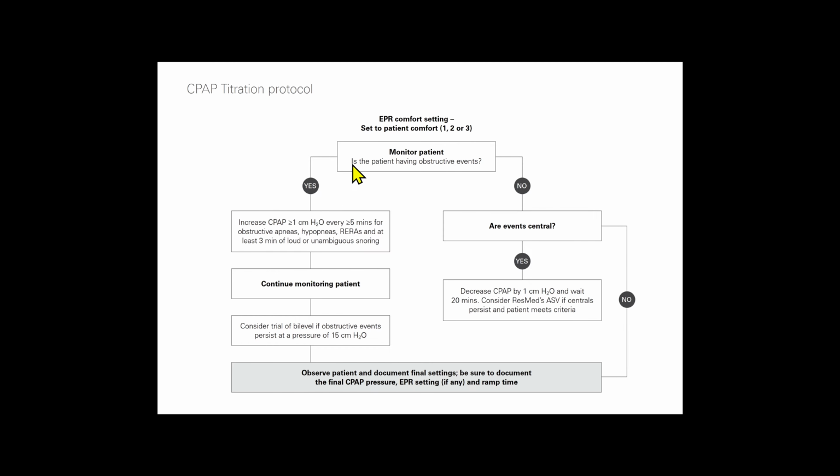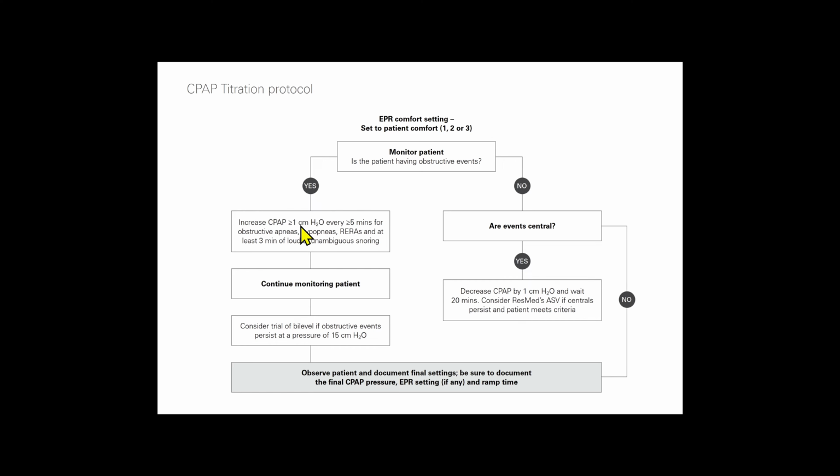The first question here: is the patient having obstructive events? Yes? Okay, then increase the CPAP pressure by 1 centimeter every 5 or more minutes that there are obstructive apneas, hypopneas, RERAs, or at least 3 minutes of loud, unambiguous snoring. So if there's any of those things, then the technician will increase your CPAP by 1 centimeter.